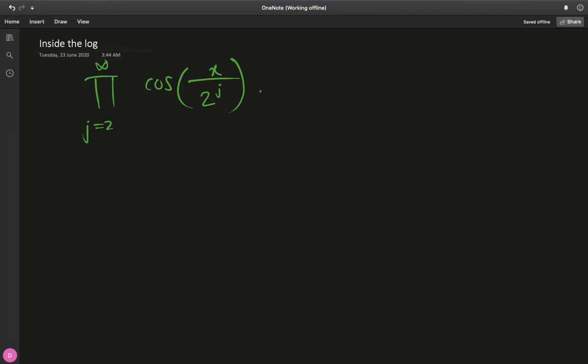Okay, we have this infinite product basically. If you want some perspective, let's write down a few terms. So we have cosine of, when j equals 2, 2 squared is 4, so x over 4, times, because it's an infinite product, cosine of 2 to the third power, which is 8, x over 8. And that goes on till infinity basically.